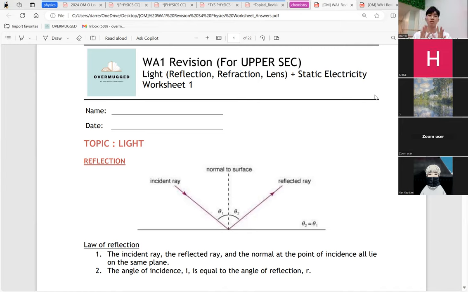So this session is going to take about 2 hours, plus minus. We'll go for a break in the middle. So once we are done with light, which will take us about an hour plus, we'll take a short break. We'll come back again for static.